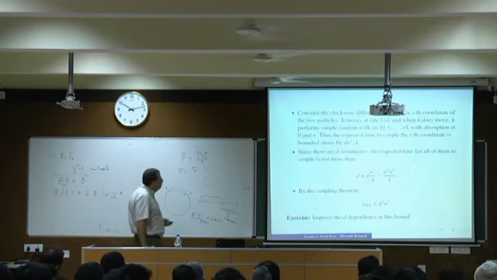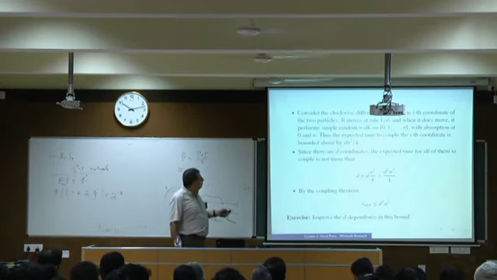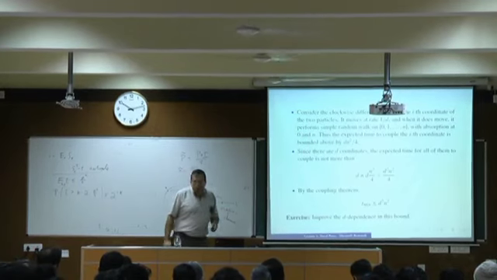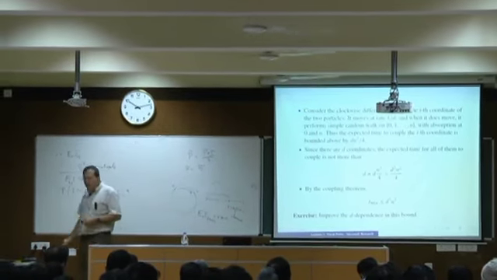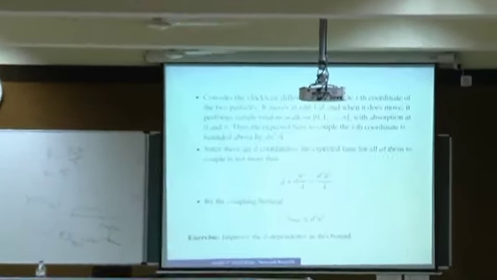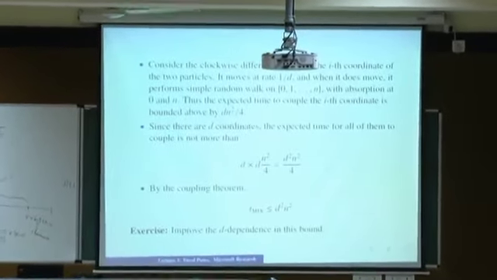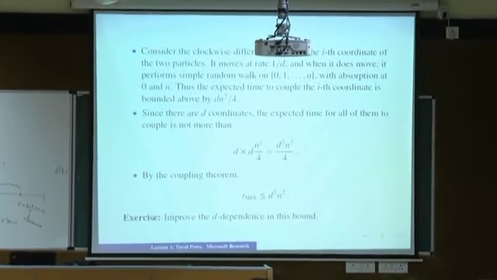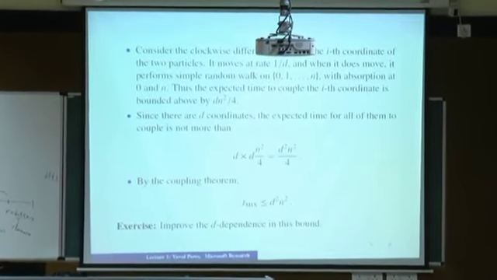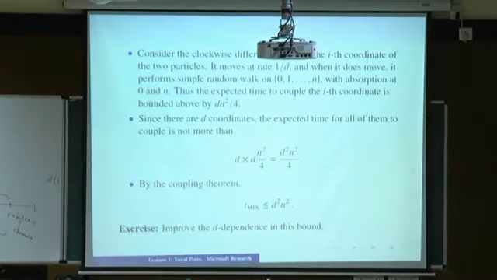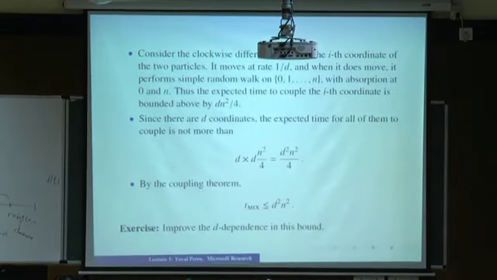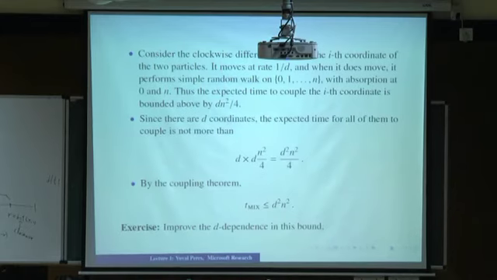Okay, so the expected time to couple the ith coordinate is going to be d times n squared over 4 at most, because it's the same story as before in the cycle, except that that coordinate only gets to move with probability 1 over d. So we have a delay. Before, we had just one coordinate, and the expected time to couple was n squared over 4. Now it's the same story, but that coordinate is only moving 1 over d of the time.